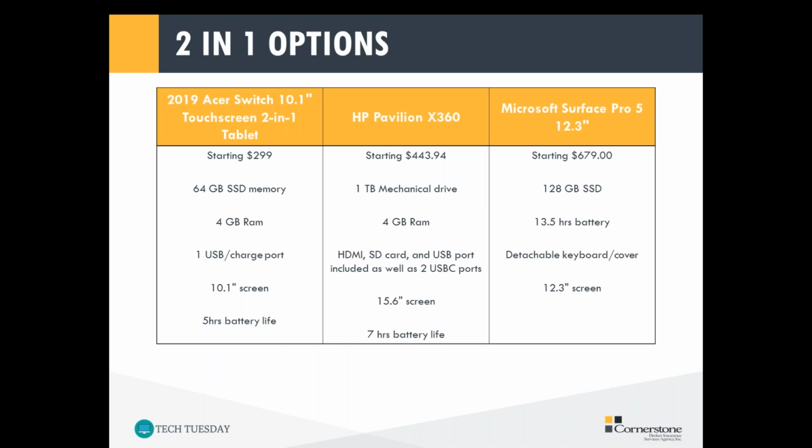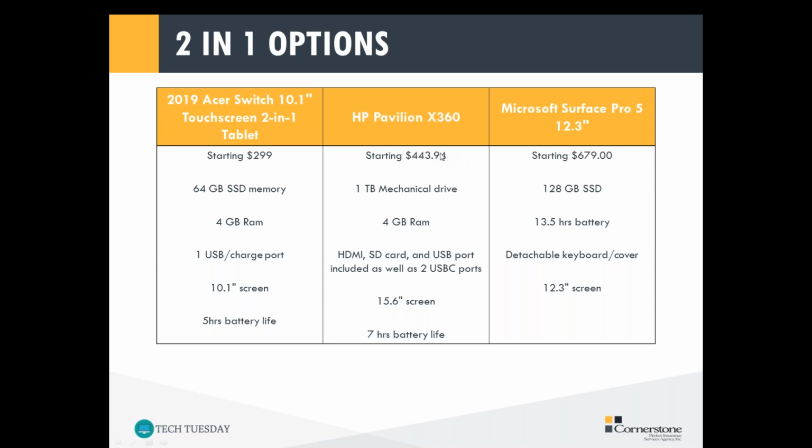The 2019 Acer Switch 10.1-inch touchscreen is a great starting point for switching into this kind of 2-in-1 system. It's got 64 gigabytes of solid-state drive memory, local, and 4 gigabytes of RAM. It also has 1 USB or charge port, so you can still have the USB system, and it also has 10.1 inches of screen and 5 hours of battery life. That means that it can handle switching between the tablet and the full PC, but you don't really have as much memory as you're really looking for. That's the trade-off.